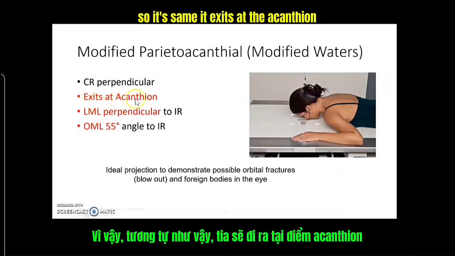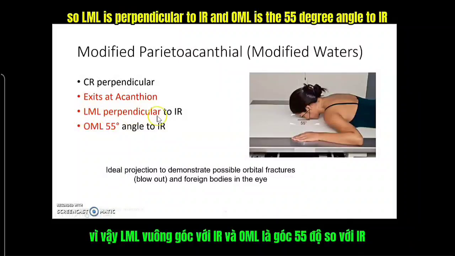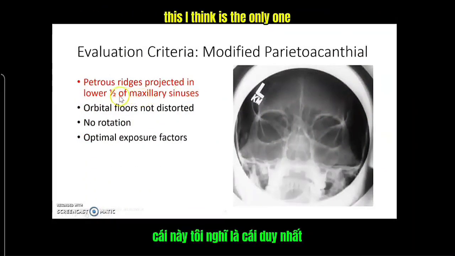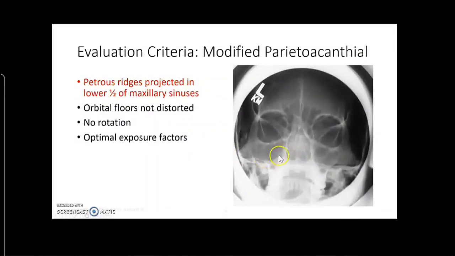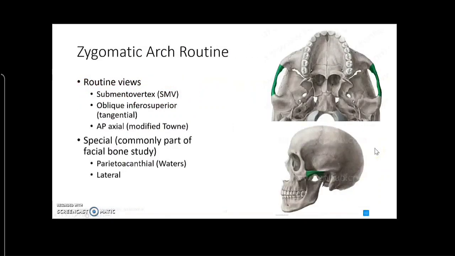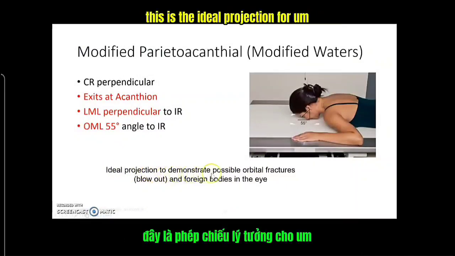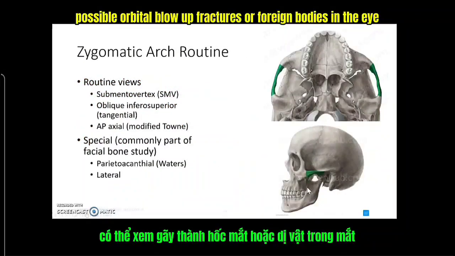So it exits at the acanthion, but this is the only one that I know of that uses the LML. So LML is perpendicular to IR, and OML is the 55-degree angle to IR. So instead of the 37 degrees, it's that 55, okay? This, I think, is the only one where the petrous ridges are at about the halfway point of the maxillary sinuses. And that one I would note, because I've seen it on some board review, this is the ideal projection for possible orbital blowout fractures or foreign bodies in the eye.